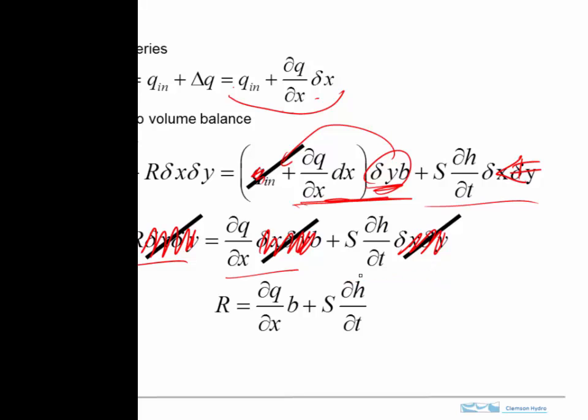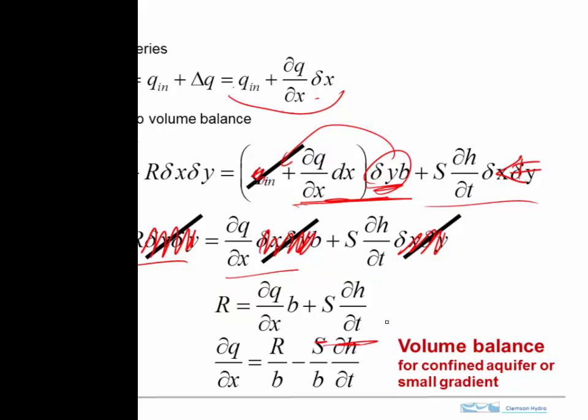Okay, so recall that this was the water balance, or the mass balance, or the volume balance: Q in equals Q out plus change in volume stored. We wrote it in terms of flux, and this is what we end up with. The recharge equals the gradient in the flux times B plus the storativity times dH dt. Okay, so that'll be an important equation. Essentially, it's the volume balance.